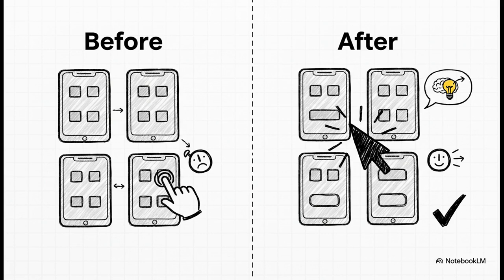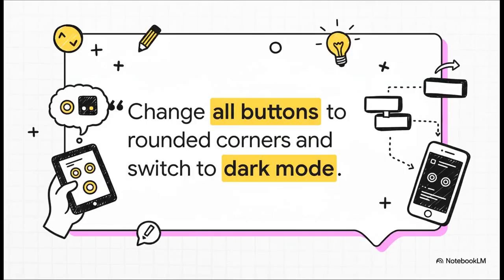But here's where it becomes an absolutely massive time saver. There's a new feature called multi-select that lets you apply changes across your entire project at once. So no more going screen by screen, tweaking every single button one by one. Just imagine you've designed, say, 10 different screens for your app. With one single command, like change all buttons to rounded corners and switch to dark mode, you can update the theme and the whole vibe of the entire application in a second. I mean, for rapid prototyping, this is a total game changer.